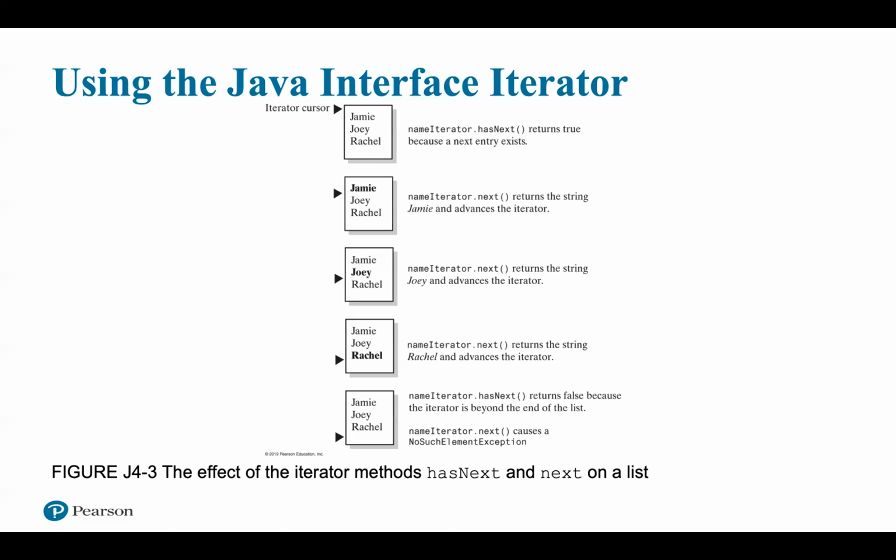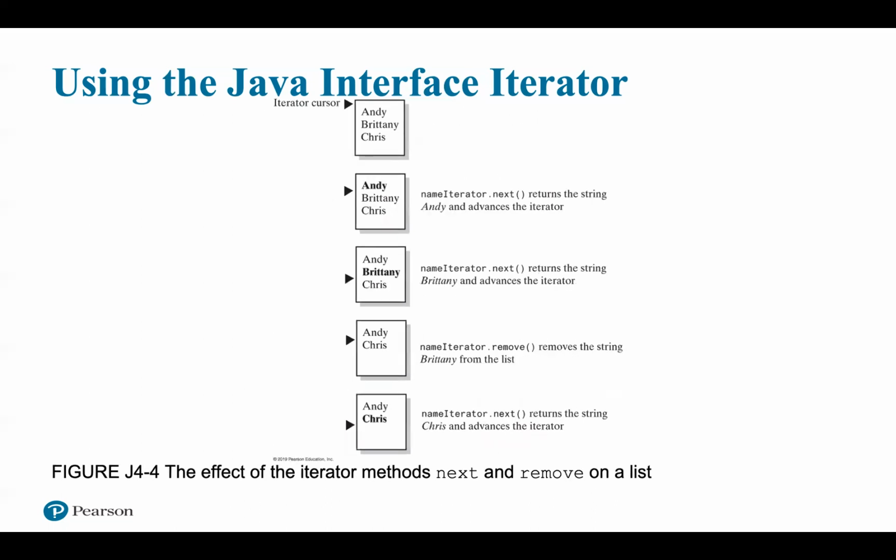To get an iterator for nameList, we can call nameList's method iterator as follows: Iterator<String> nameIterator equals nameList.iterator. The iterator nameIterator is positioned just before the first entry, as we're showing in the figure, which illustrates a sequence of events that demonstrates the iterator's methods. We go through each of these elements one at a time.